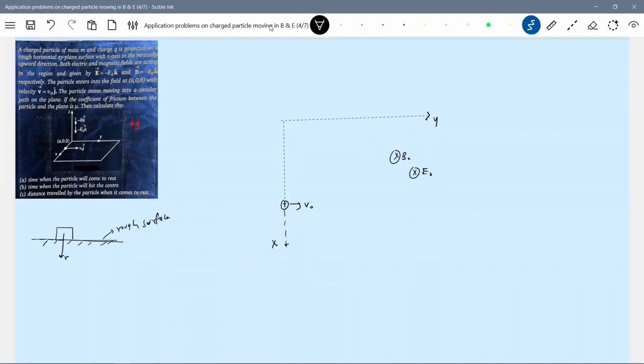So what are the forces that will be acting? Mg, electrostatic force, qE naught, then the normal contact N. I think this also needed. So what is N equal to? Normal reaction N equal to Mg plus qE naught.